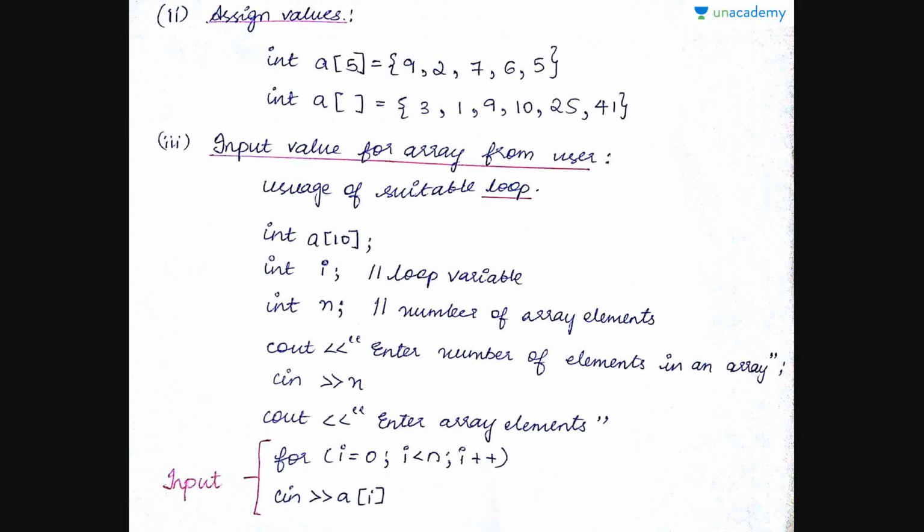Let us see how to assign values to a one-dimensional array. To assign values, we can simply write int a of 5 equals to, and to write the 5 elements, you can simply write them within the flower braces separated by comma. Like here, int a of 5 equals to, within flower braces we have 9.